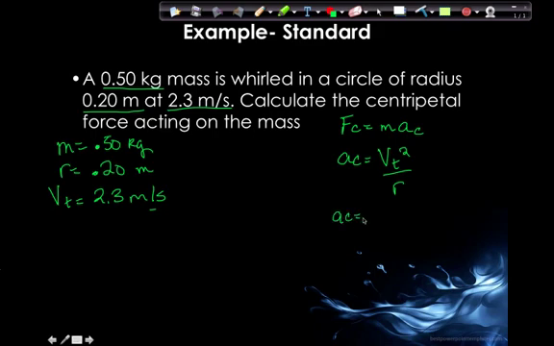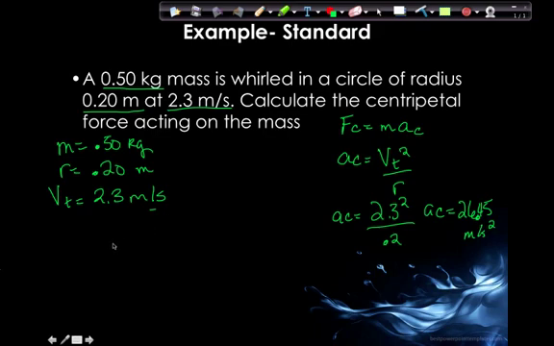So AC is equal to VT squared, so 2.3 squared, divided by my radius. So that's AC. I'm going to do 2.3 squared. It gives me 5.29 divided by my radius of 0.2. So my acceleration is 26.45 meters per second squared.